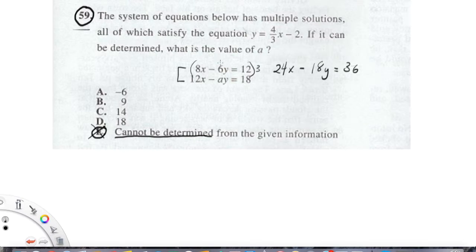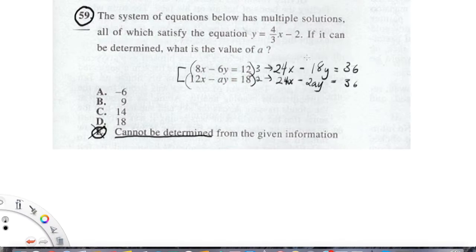And then let's get this 12x down here to equal 24x as well. We'd be multiplying by 2. So that would be 24x. We'd also get times 2, -2ay. And then we get 18 times 2. What do you know? 36.